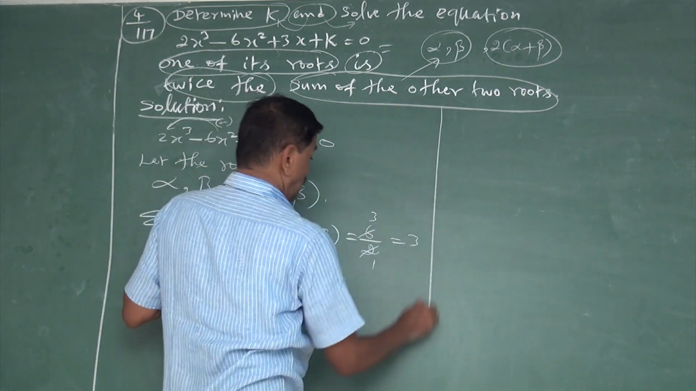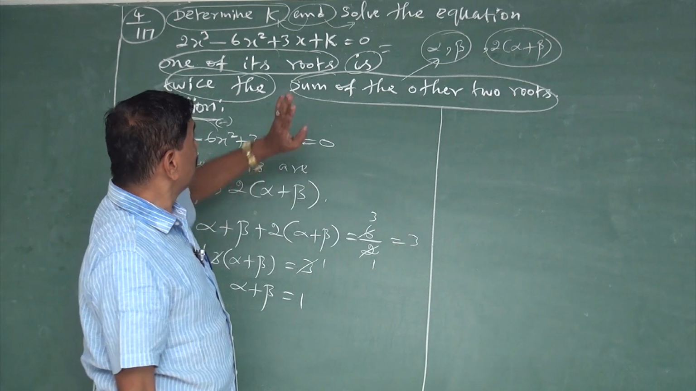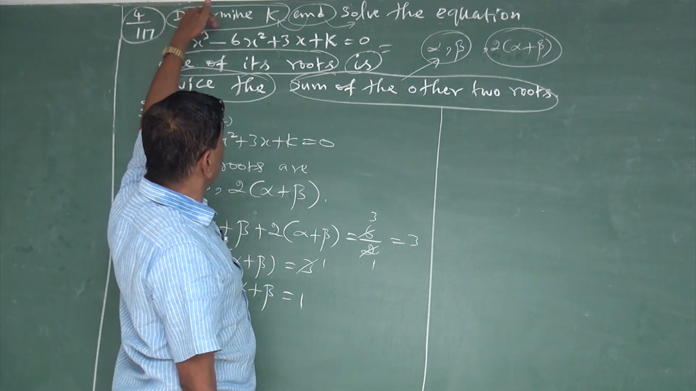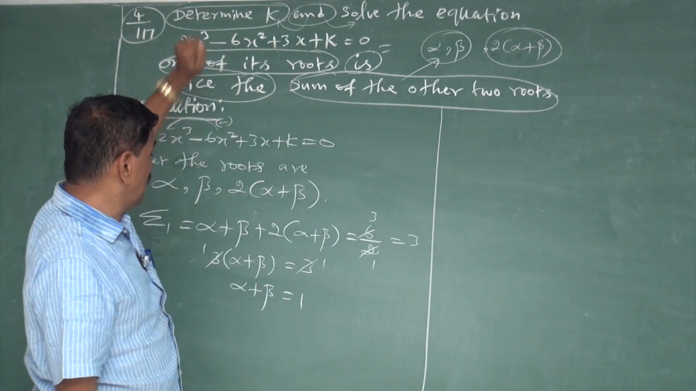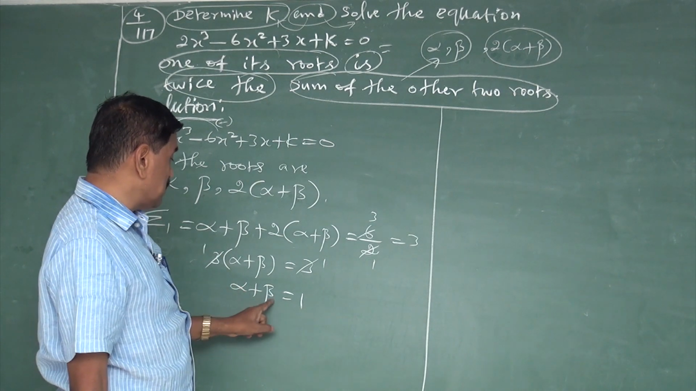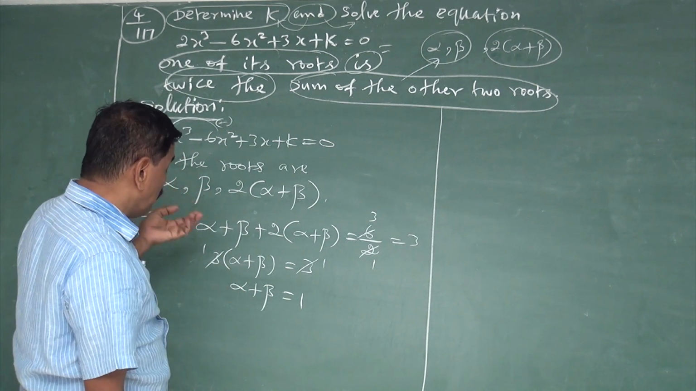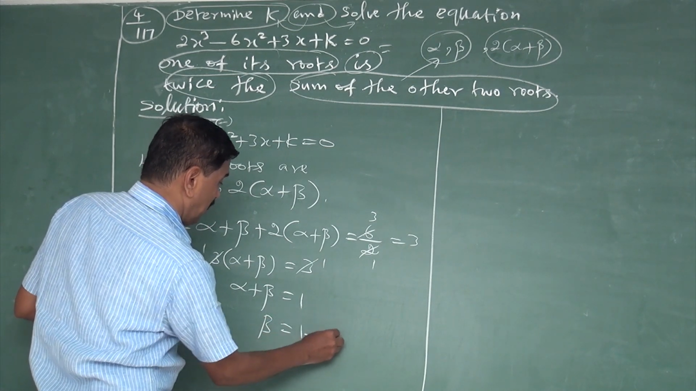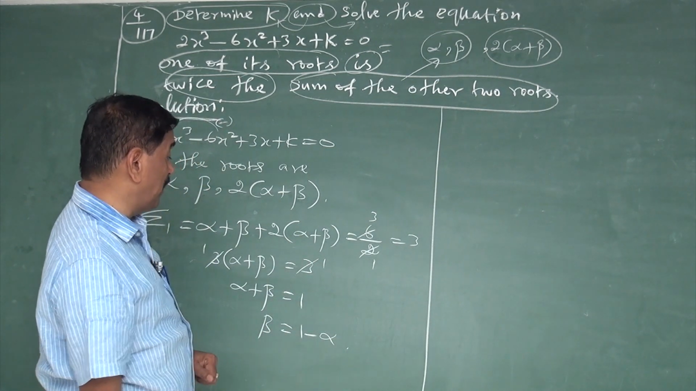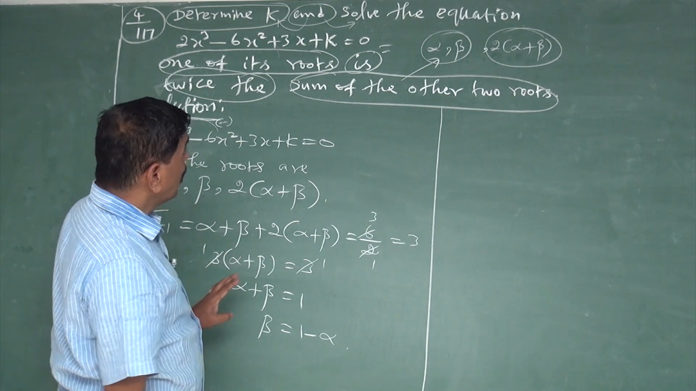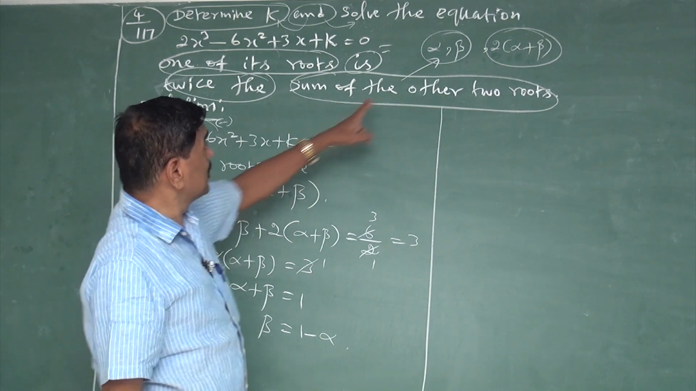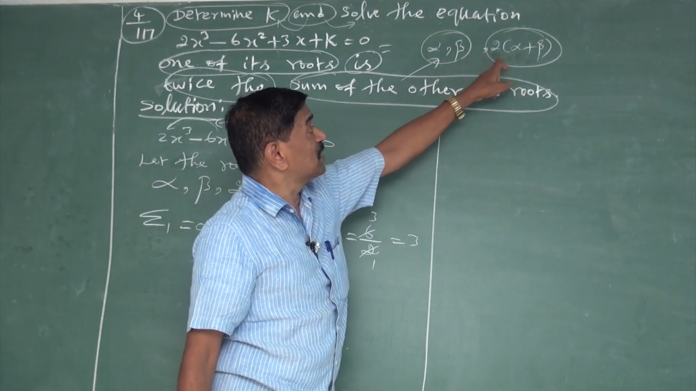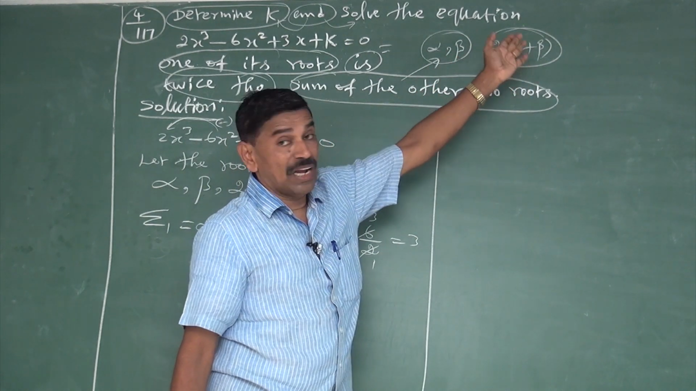Now, again, listen, it is a cubic equation. We need 3 roots, and here only the condition alpha plus beta is equal to 1 is available. Now, for our convenience, make beta equal to 1 minus alpha. Also, listen, already available is alpha comma beta comma twice of alpha plus beta. Can you tell me what is the last one?